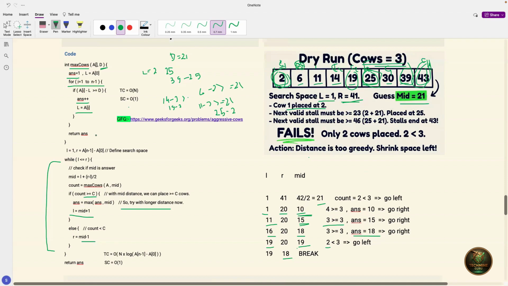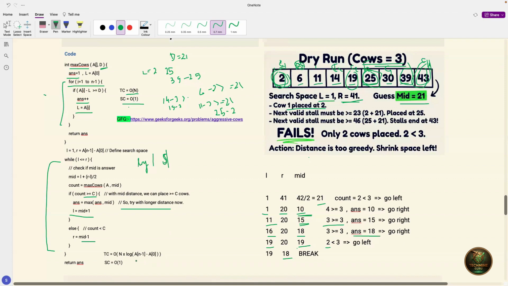So if you see the time complexity, since this max cows function is running from for i is equal to 1 to n minus 1, the time complexity will be O of n, and since we are not taking any extra space inside this max cows function, our space complexity will be O of 1. And since this is binary search, our time complexity will be log of search space.